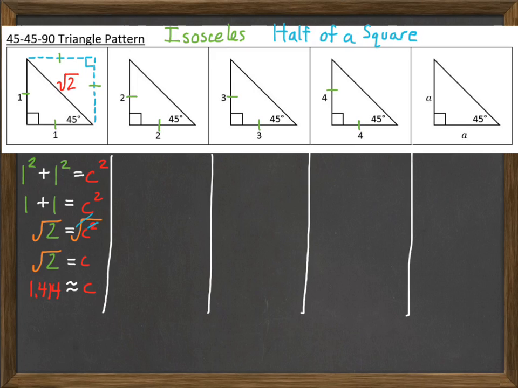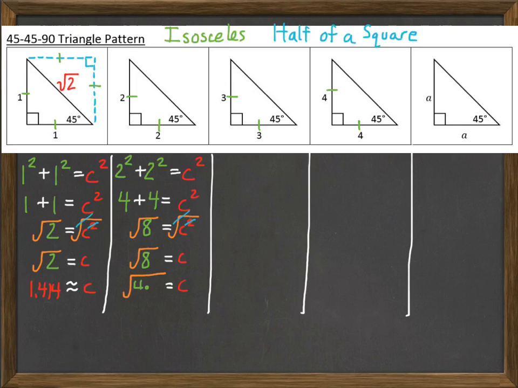Okay, again, don't focus on the details of the Pythagorean theorem, but on the pattern and the results. So this next one, I'd have 2 squared plus 2 squared equals c squared. Notice that this answer could simplify. I simplified the square root, splitting the 8 into 4 and 2, and I get 2 square root of 2.